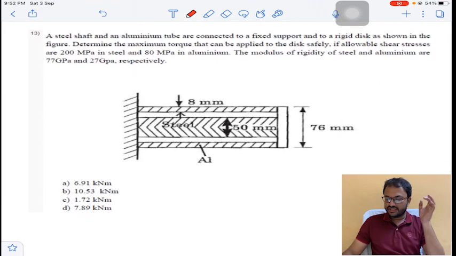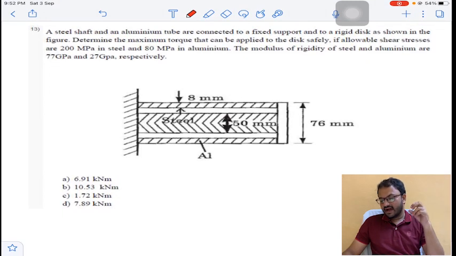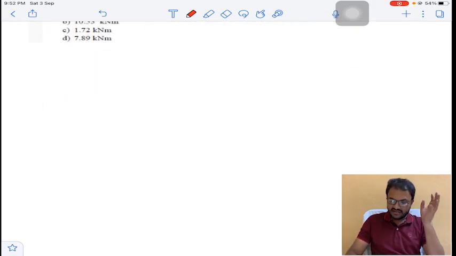Now coming to the last question. There is a compound shaft made of steel and aluminium. He has given the dimensions. So what he asked is the maximum torque that can be applied to the disc very safely. So all the data he has given.